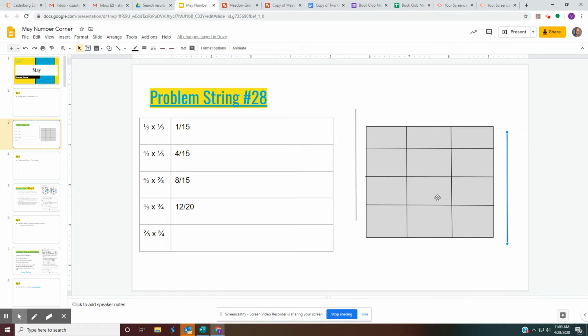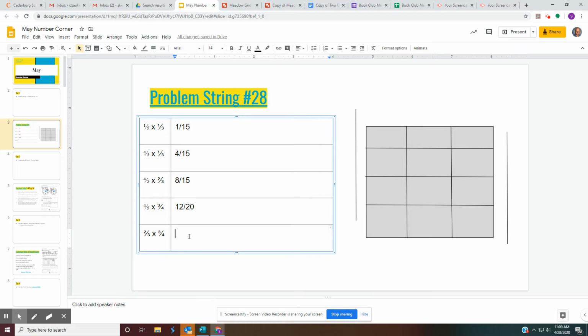So where is my overlap? 1, 2, 3, 4, 5, 6. I have 6/12, or half of my whole shape. And again, look at the numerators. How do they relate to the 6? And look at the denominators and how do they relate to the 12? Good. I'm hoping that you're noticing that when we multiply the numerators together, we actually get our answer as a numerator. And when we multiply our denominators together, we get our answer as a denominator.